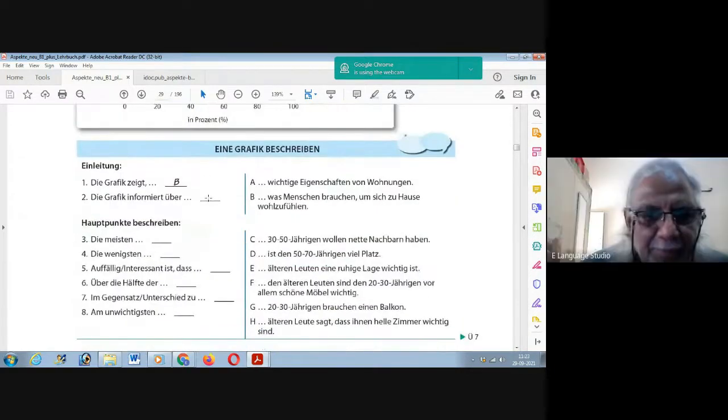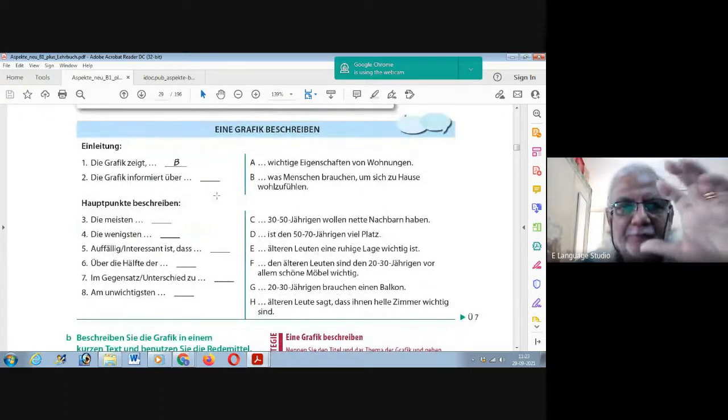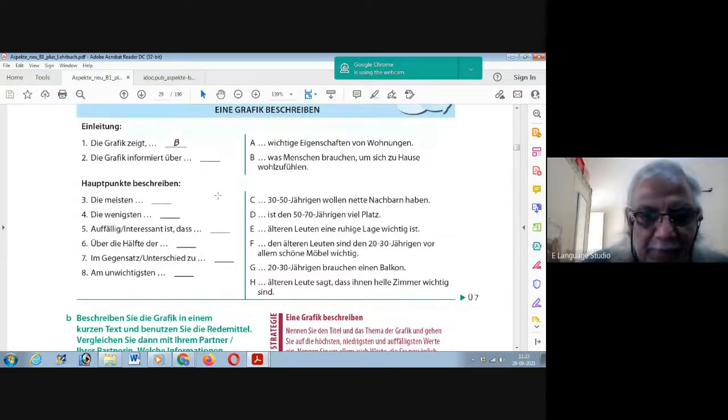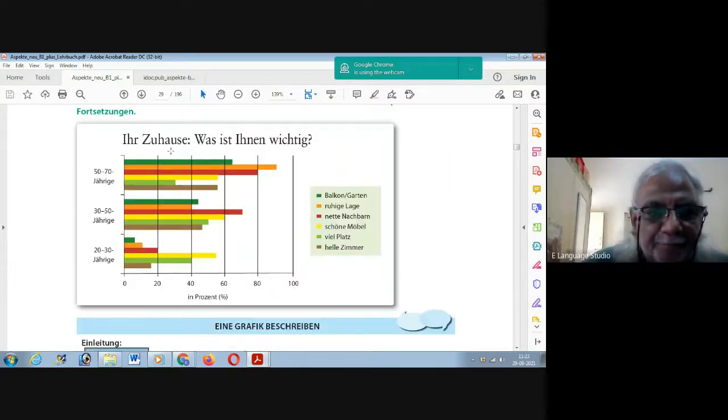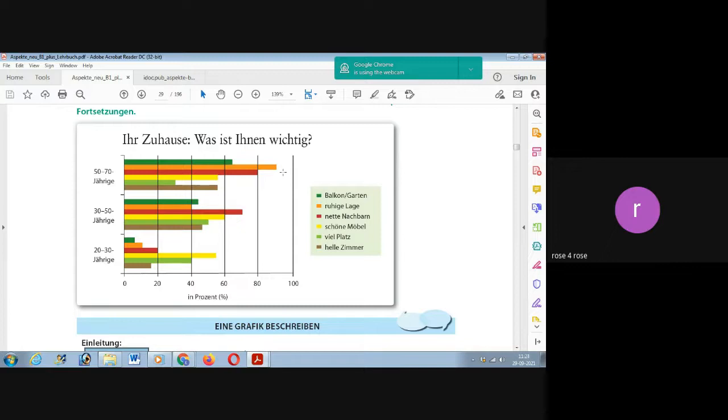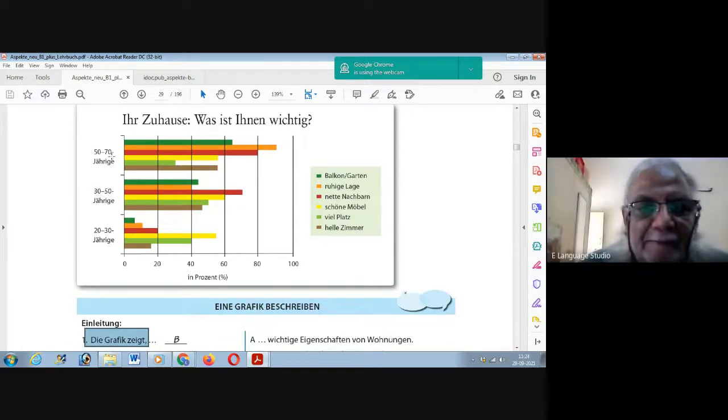So when you describe something, you normally take the chief, very obvious points. And you can start with: die Grafik zeigt, was Menschen brauchen. Oder: die Grafik informiert über. This gives us information about was den Menschen wichtig ist. It tells us about what is important for people. Also, die 50 bis 70-Jährigen brauchen oder möchten, wollen eine ruhige Lage.